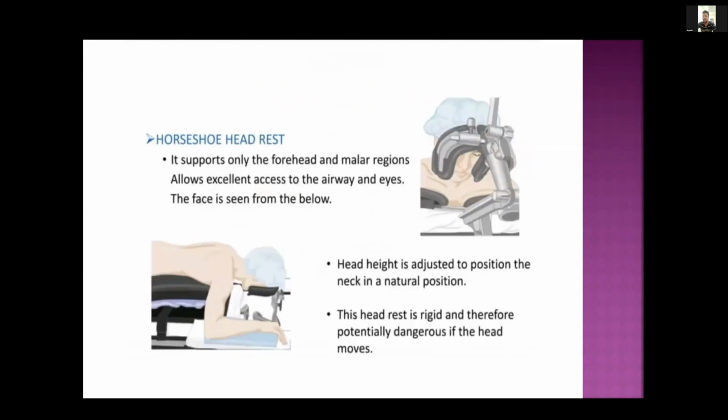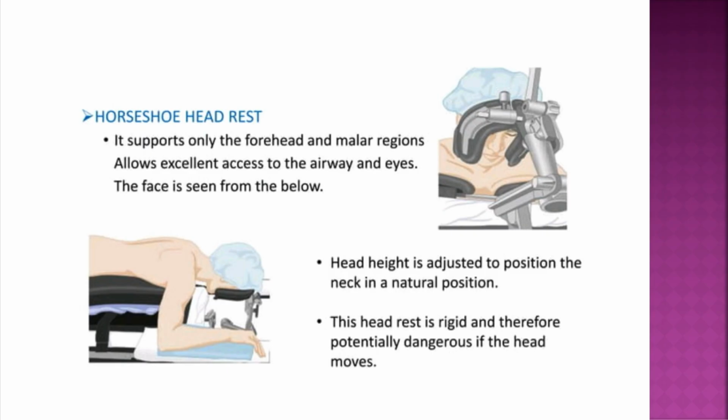In the horseshoe headrest position, the forehead and molar regions are rested on the headrest, allowing excellent access. In this position, we can see the patient's eyes and face from the lower side. The head height can be adjusted according to the surgical requirement. The headrest is rigid and can cause trauma to the eyes or facial region.